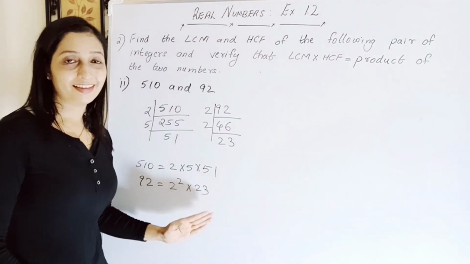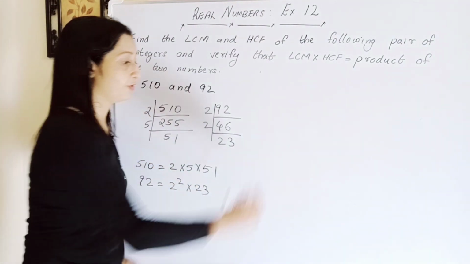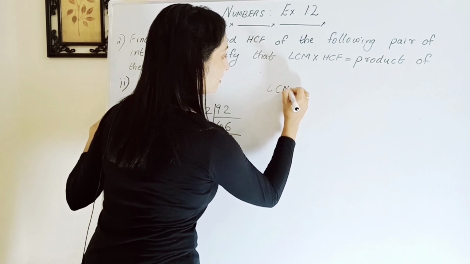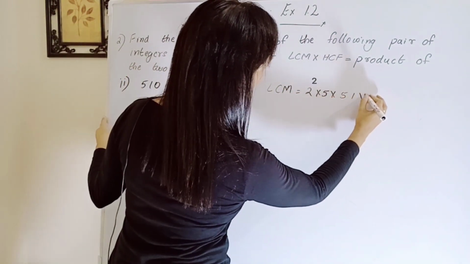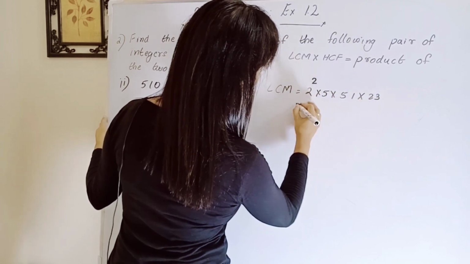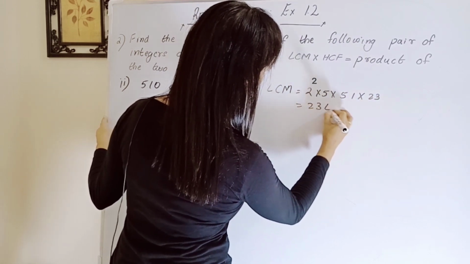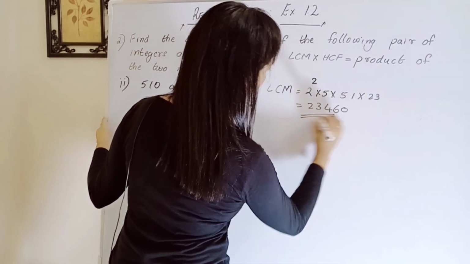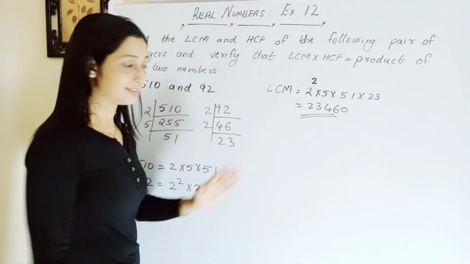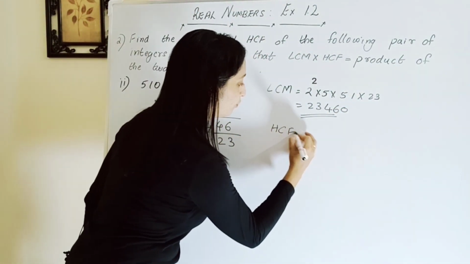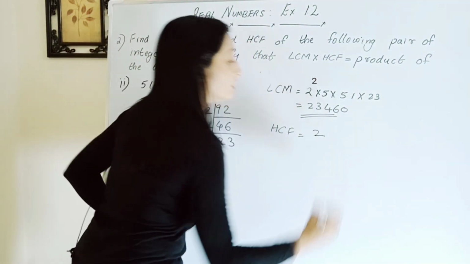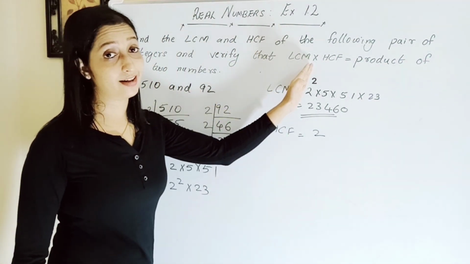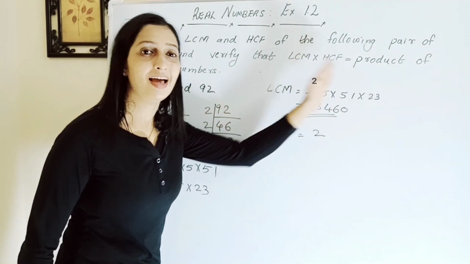Now let us find the LCM and the HCF. So what is our LCM here? LCM is 2 square into 5 into 51 into 23. You will get the answer as 23460. Now what is our HCF? Our HCF will be the highest common factor, which is 2. Now let us find out our LHS. Our LHS is the product of LCM and HCF.